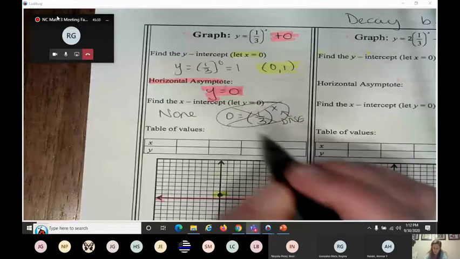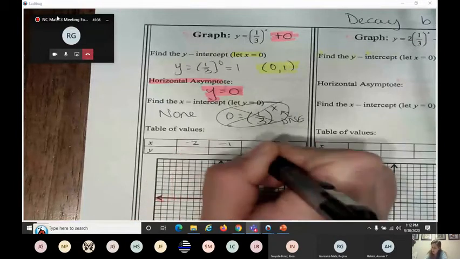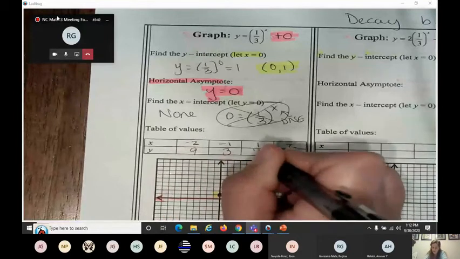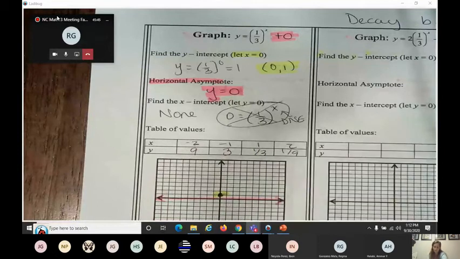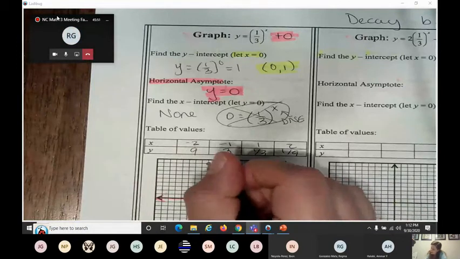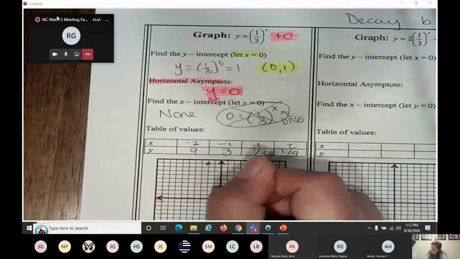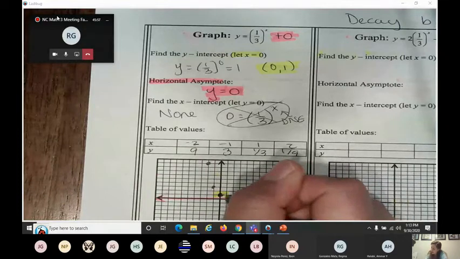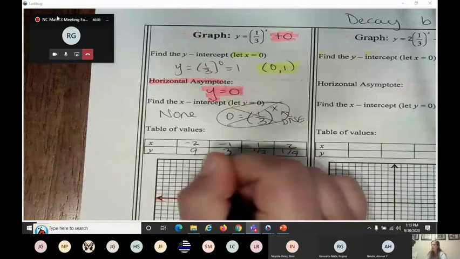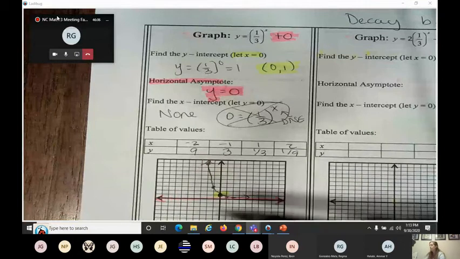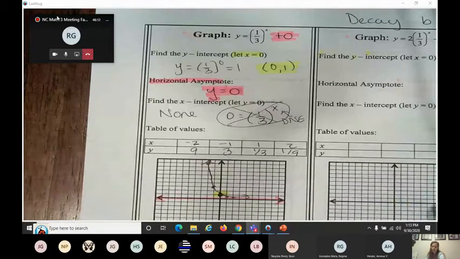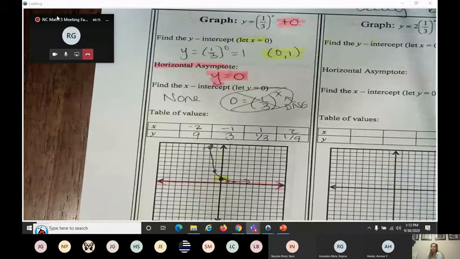If I stick in a bunch of values, -2, -1, 1, and 2, then I'll get 9, 3, 1/3, and 1/9. So at -2, I have 9. At -1, I have 3. At +1, I have 1/3. And at +2, I have 1/9. So my function is going down like this. Do you guys see the difference between decay and growth? With growth, as we moved from left to right, we went up. With decay, we're going down. What questions do you guys have about that first graph?